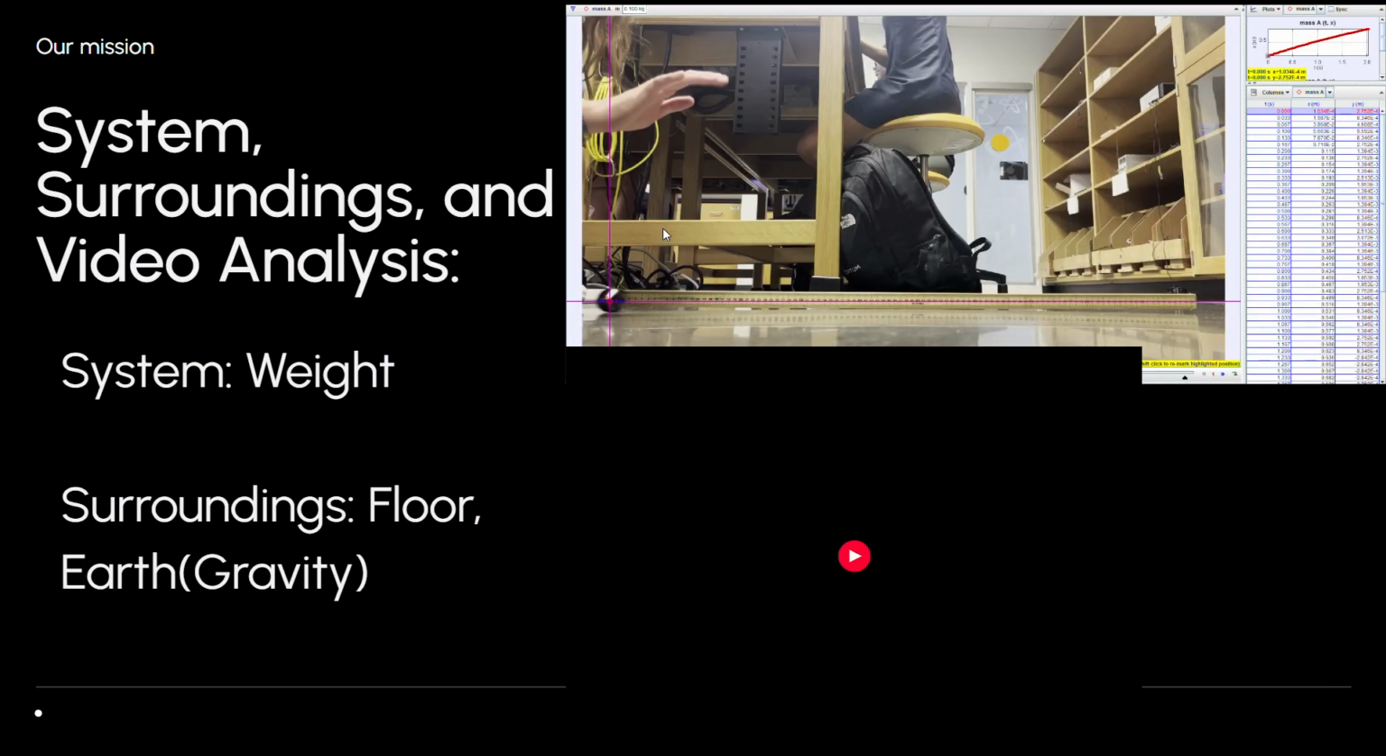Alright, now talking about our systems and surroundings. Our system includes the weight, and our surroundings include the floor and gravity.